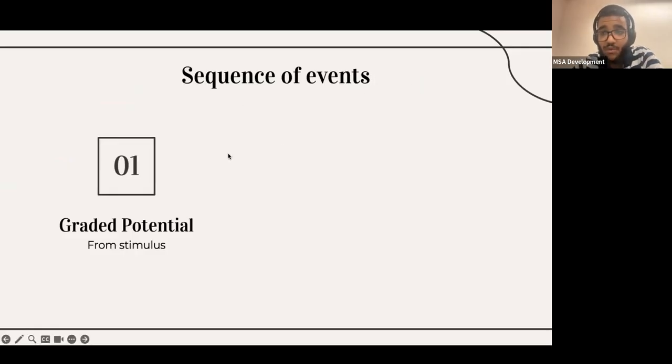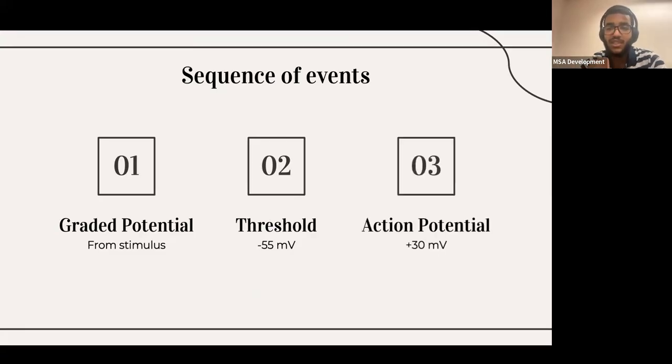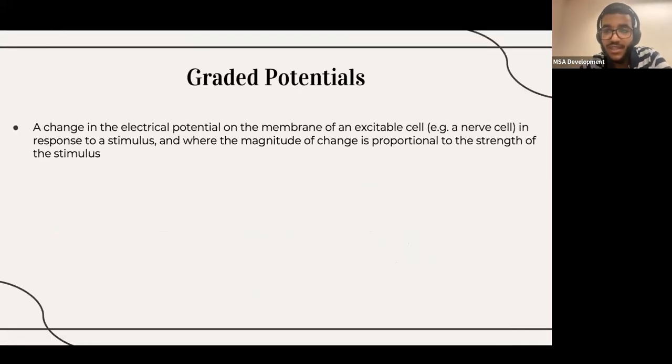Now, this is how an impulse is generated. This is the sequence of events. First, we have a graded potential, and the graded potential is formed from a stimulus, and we'll get into this in a bit. Then we have something that's called the threshold. So the threshold is basically the membrane potential at which you can generate an action potential. So if you reach minus 55, then an action potential will be generated. If you don't reach minus 55, then no action potential will be generated. And we'll talk about this slightly later on. And then the action potential obviously is the upstroke, and let's get into each one in detail.